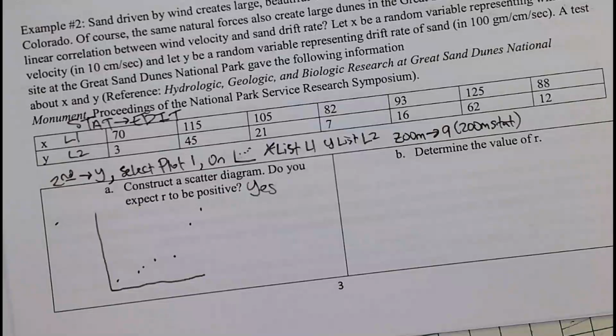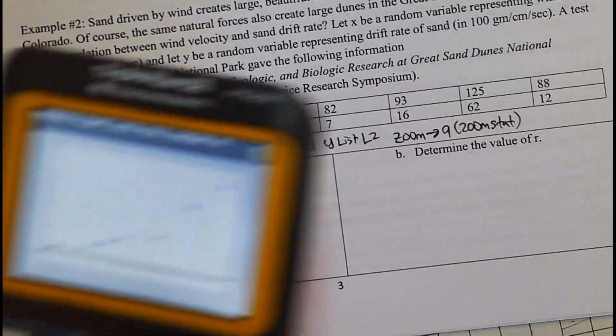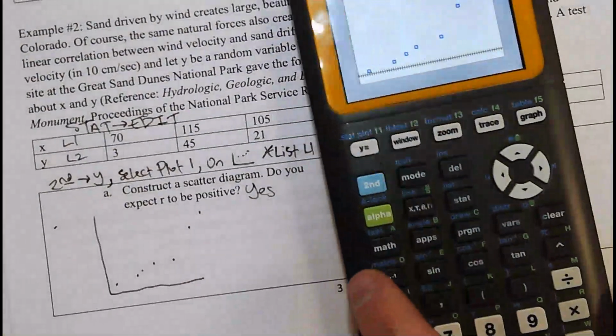Now, determine the value of R. I'm making two separate videos for this. I'm going to do one where I find the value of R using the calculator. Then I'll make a separate video to show you the two ways to do it by hand, which I'm still having to use a calculator for. The simplest way to find R is to use our calculator.